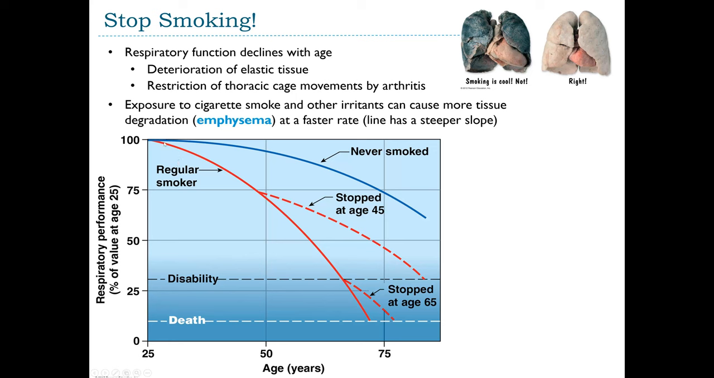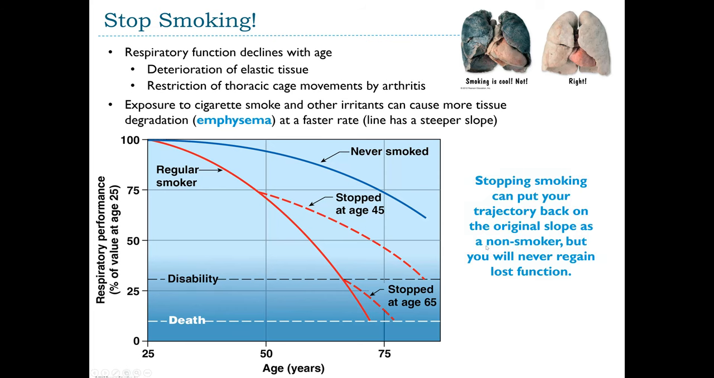Now, if you are a smoker, so you have exposure to cigarette smoke and other irritants, you cause tissue degradation to occur at a faster rate, and this is known as emphysema. So notice the red line for a regular smoker is also going to have a deterioration of lung function, but it's going to happen much more quickly. So the slope of the line is steeper, so you're going to reach the level of disability and then death a lot earlier than a person with this blue line who is not going to reach disability and death until probably out here at 80, 90 years old.